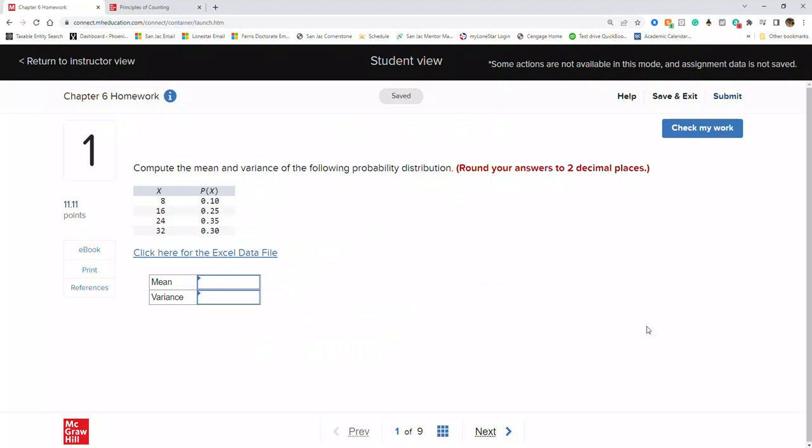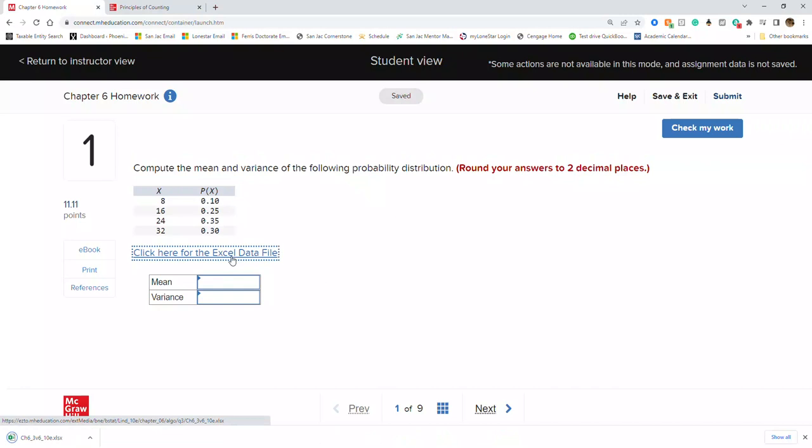So, for question number 1, we're going to compute the mean and variance of the following probability distribution. We have 4 numbers there, 8, 16, 24, 32 for x, and the probability of x is 0.10, 0.25, 0.35, 0.30. So we're going to go ahead and see if we can pull that into an Excel file.